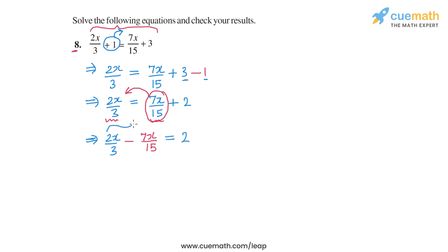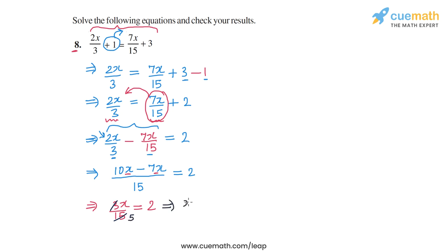Now we need to combine these two terms. For that we can take the LCM of the denominators 3 and 15. So the LCM will be 15, and then this 2x will become 10x, and we will have minus 7x, and this is equal to 2. Now 10x minus 7x is 3x, so we will get 3x/15 = 2 on the right hand side, and 15 divided by 3 is 5, so we will get x/5 = 2.